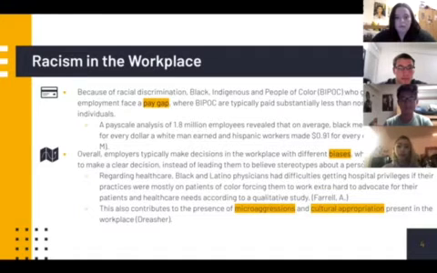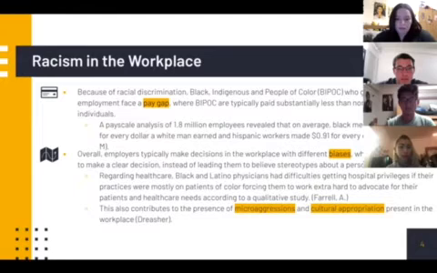Overall, employers typically make decisions in the workplace with different biases, which affect their ability to make a clear decision, instead leading them to believe stereotypes about a person based on their physical characteristics or mannerisms. An area where racism often occurs is the healthcare system.